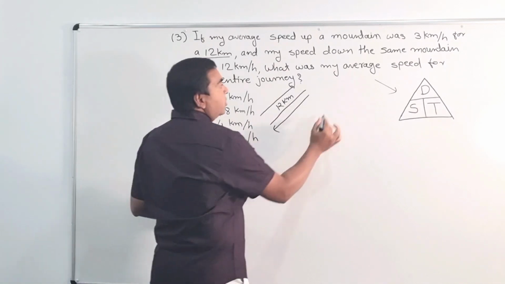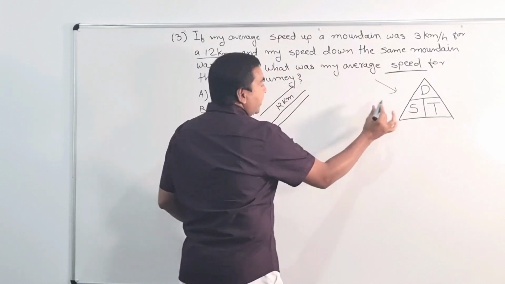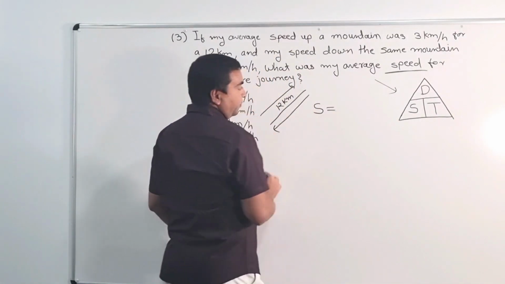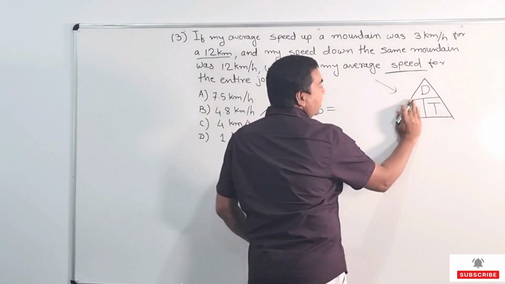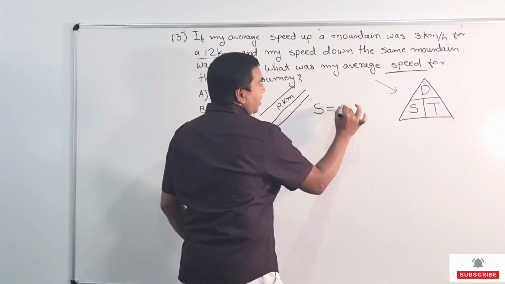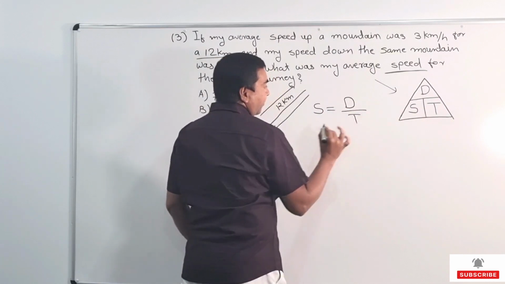What do I want to find out? Average speed, which is just the speed. So what is my speed formula? Speed equal to, I'm going to hide my speed. So speed equal to distance over time. So I can put down speed equal to distance over time.